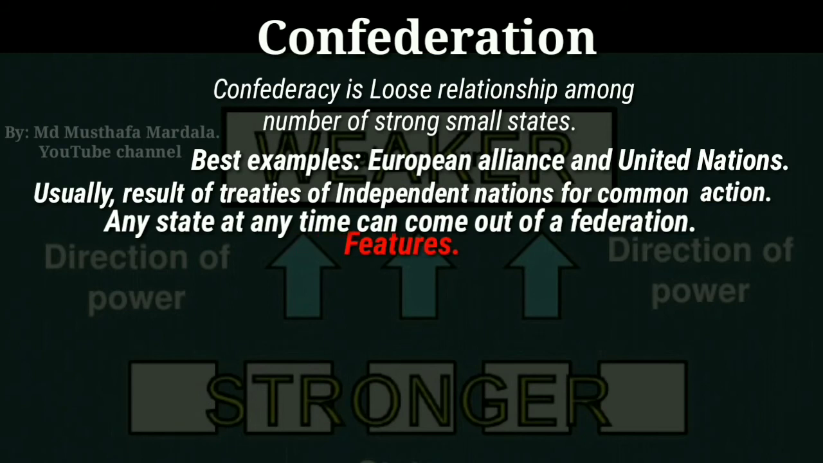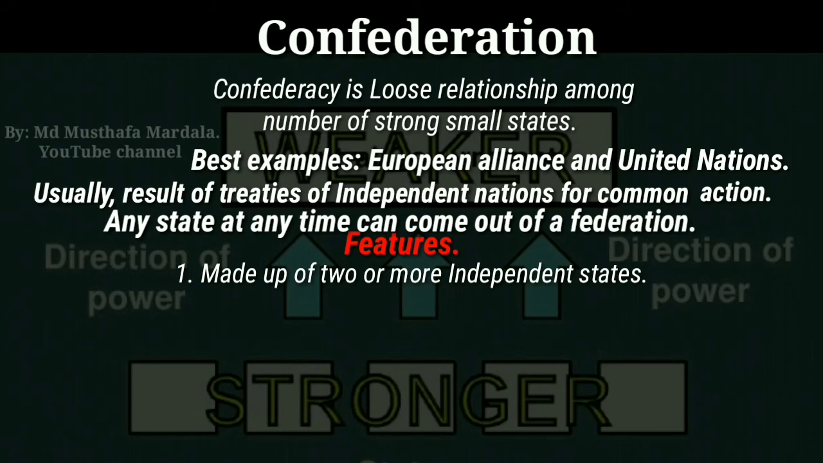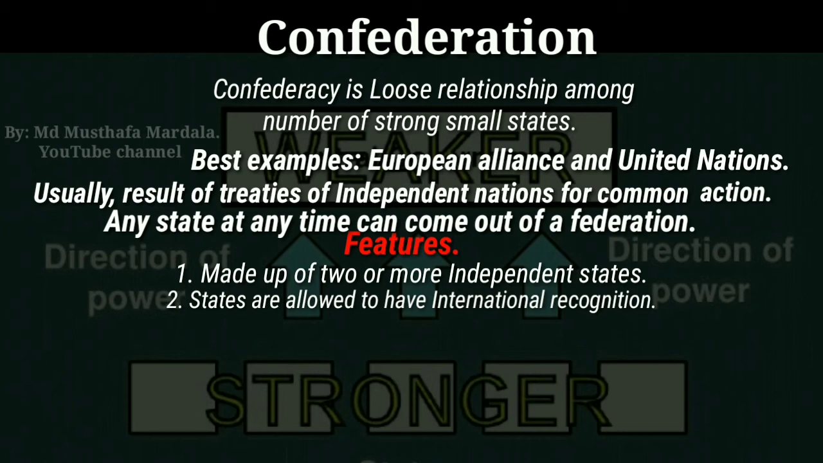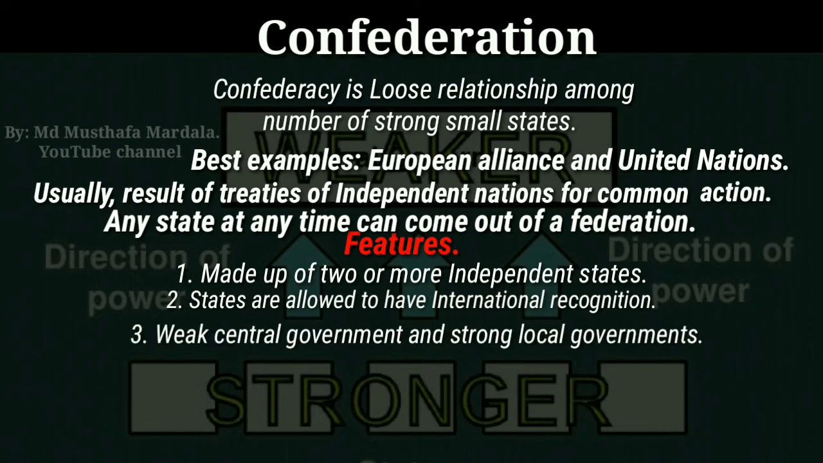Now let us look at the features of the confederal system of government. First and foremost, the confederation is made up of two or more independent states. The second is that in a confederation, the regional governments are allowed to remain as separate international entities, reserving for them the power to handle their own foreign policy. Another important feature which differentiates the confederal government from other forms of government is that in a confederal system, the central government is very weak and the local governments are very strong, and they are independent of the confederation itself. In a confederation, the component state, that is the local government, has the complete right to come out of the confederation.